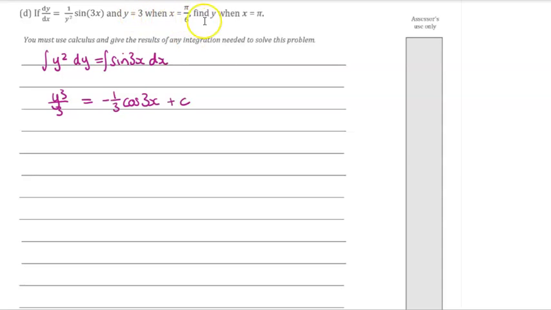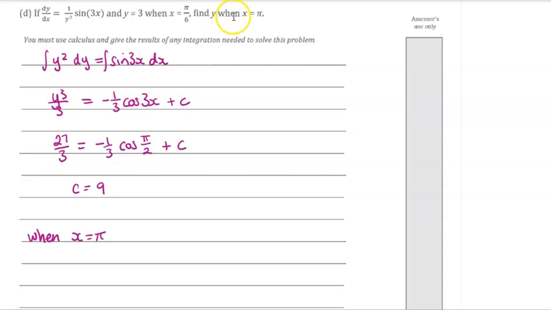And we'll use this information up here to work out the value of c. So when y is 3, we get y cubed over 3 being 27 over 3. And that happens when x is pi by 6. So that's equal to this here with pi by 6 substituted in for x. Obviously, if we times that by 3, it becomes pi by 2. And then plus c. So working that through, we know that c is equal to 9.